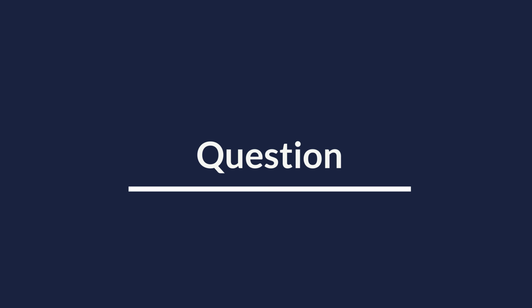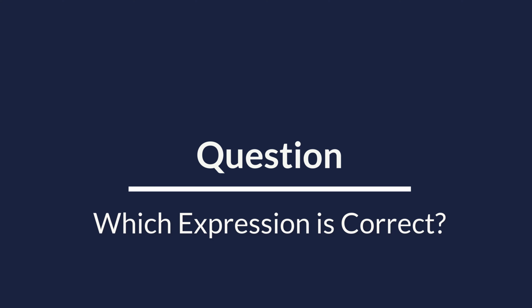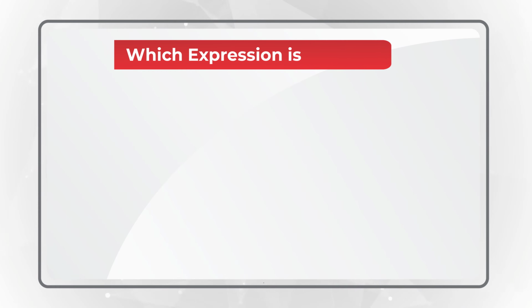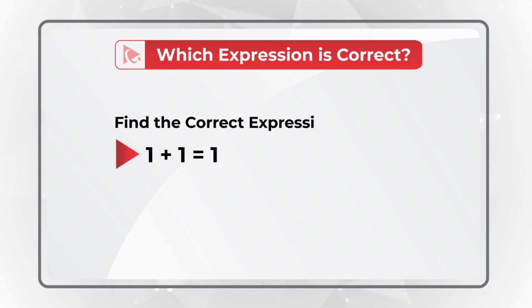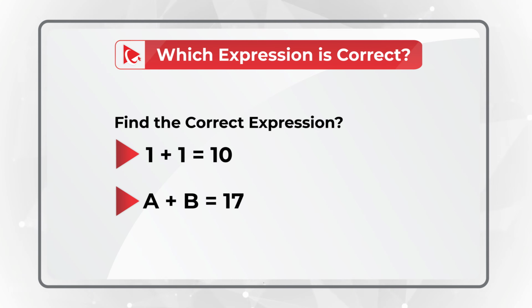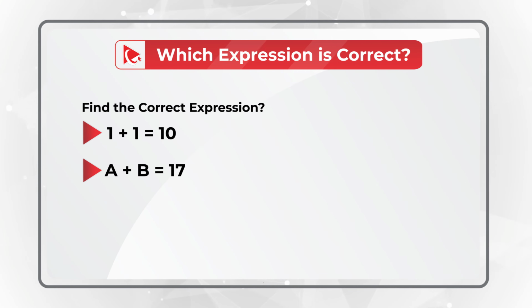Here's a very unusual question which is frequently used in the test. You need to find the correct expression, and you're presented with choices: 1 plus 1 equals 10, and second choice, A plus B equals 17. You have 4 different options to choose from.